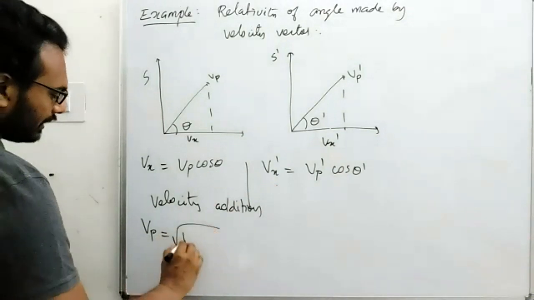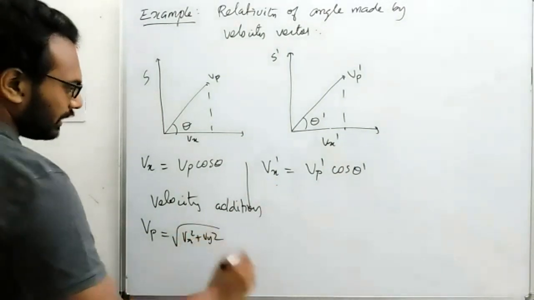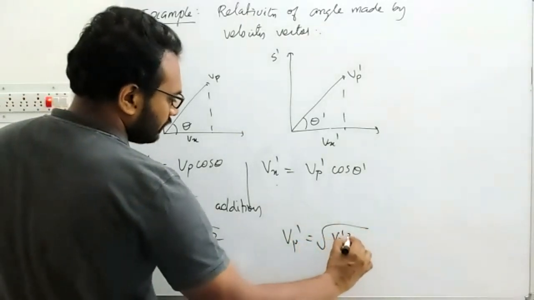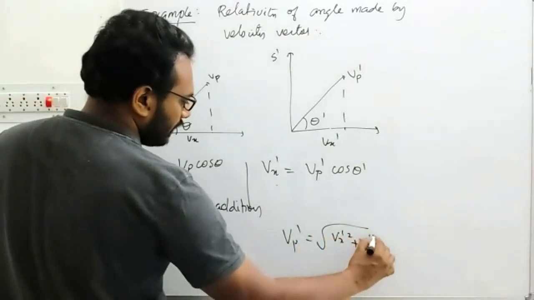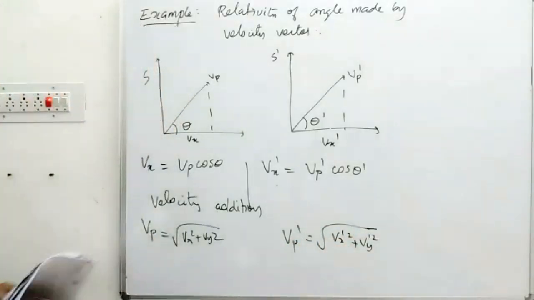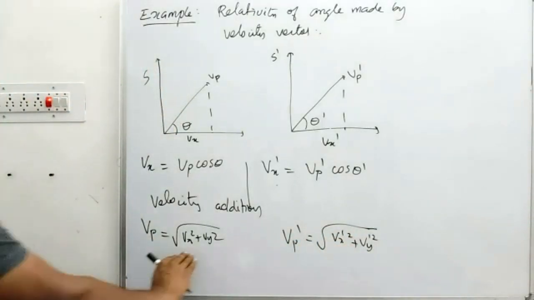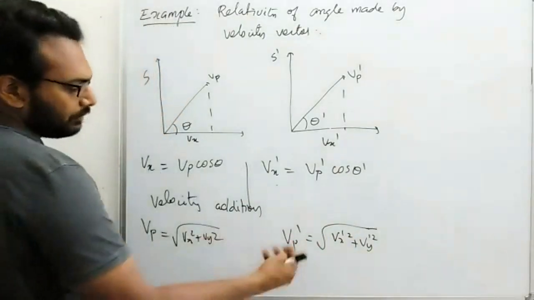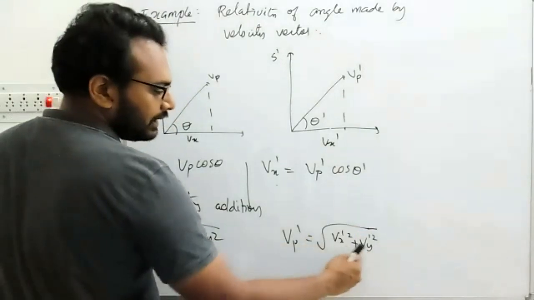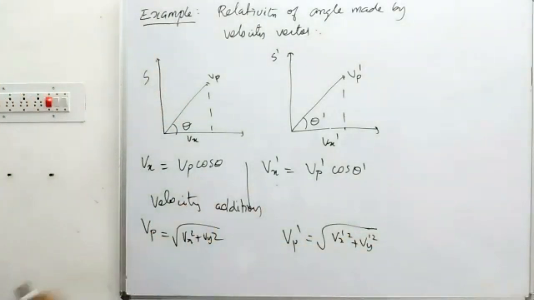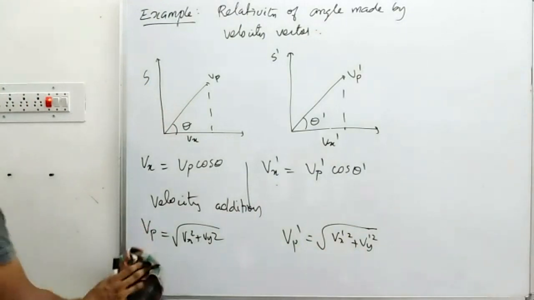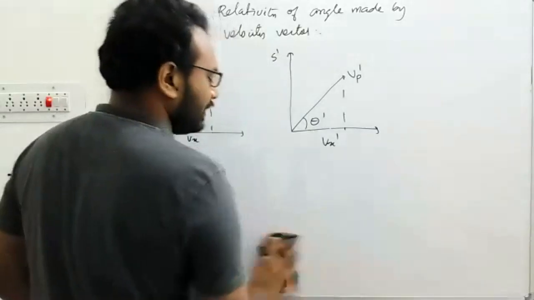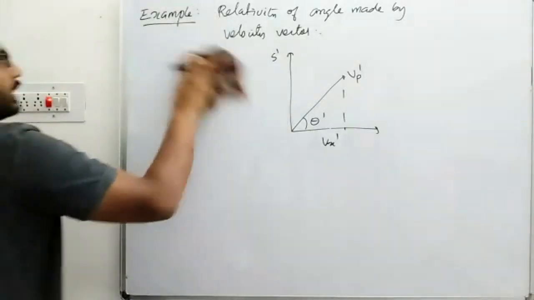Vp here is square root of Vx square plus Vy square in 2 dimensions. Here Vp prime is equal to square root of Vx prime square plus Vy prime square. Okay, all right. So you keep this as such. You can change this Vx prime and Vy prime in terms of Vx and Vy and the other quantities. And then you can relate these two things to find the angle, or whatever relation has been asked.